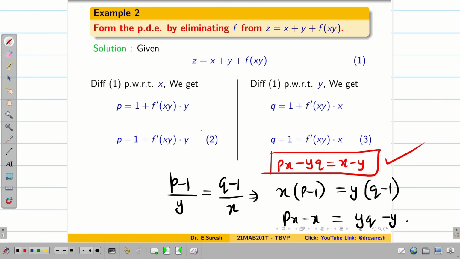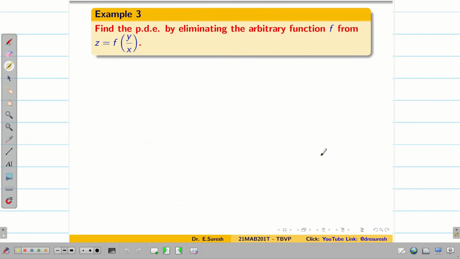So either you can divide 2 and 3, you get the answer, or you can just take the function f dash of xy to one side and push all the remaining terms to the other side. By equating, we get the answer. Now let us see one more problem.